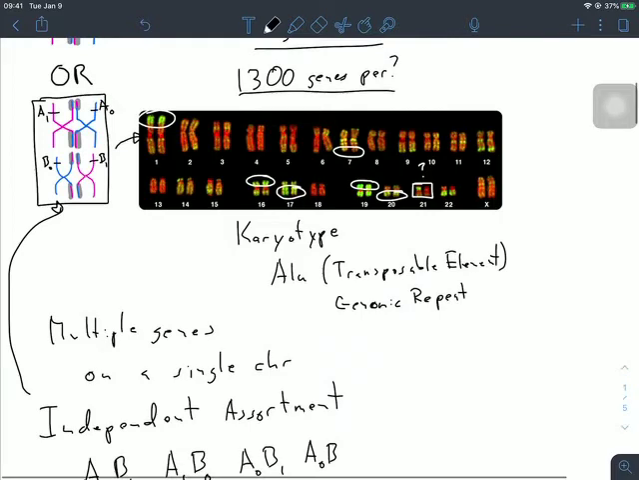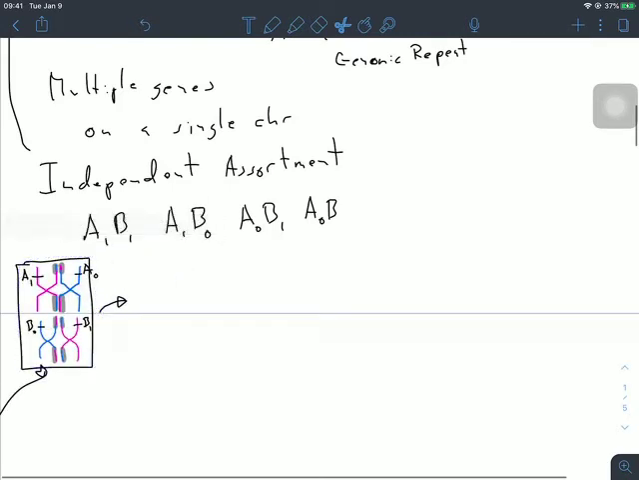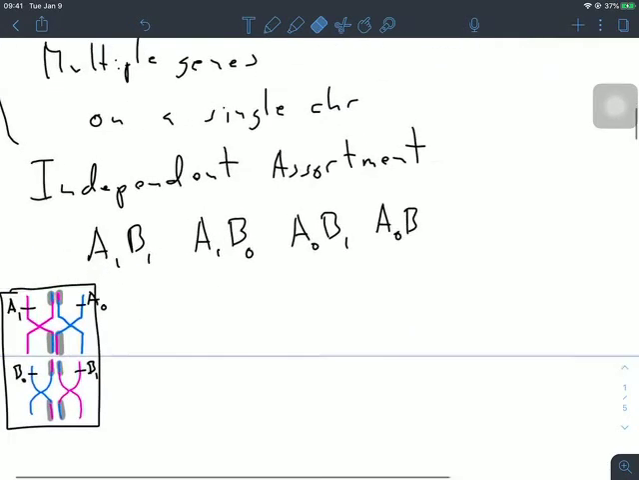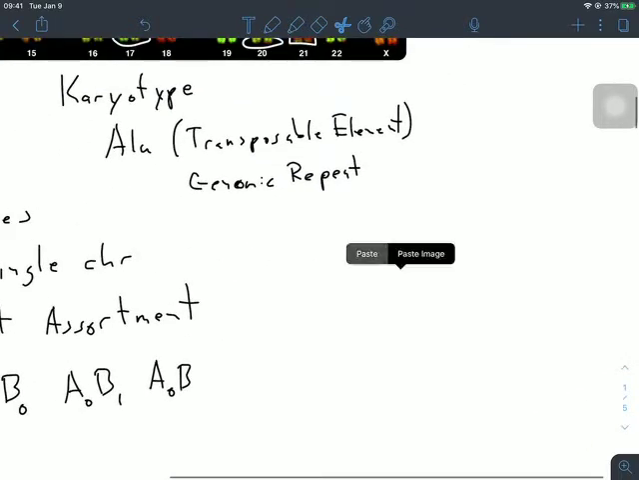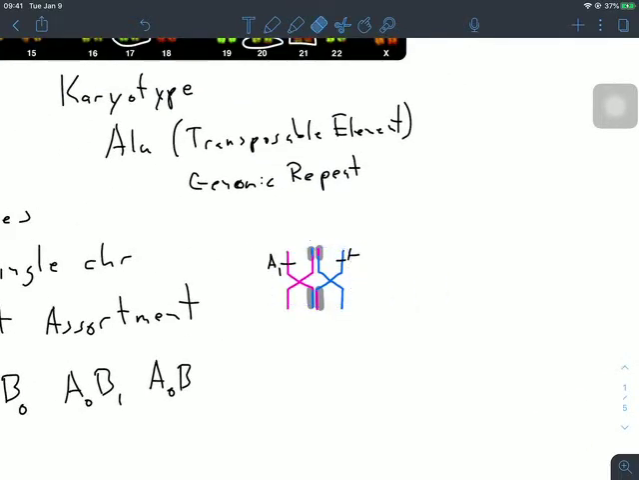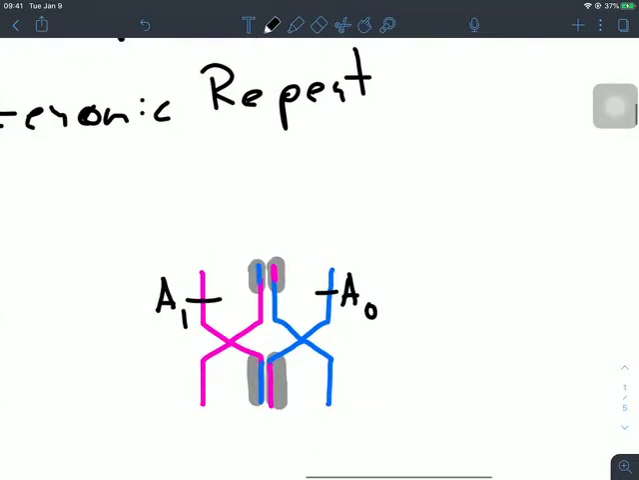And there you have it. From this cross here, from this little Punnett square situation, we know that those are the 4 different sets of gametes that you can make. But now what if it looked slightly different? What if instead of lining them up in such a way that you had your A on chromosome 1 and B on chromosome 2, what if A was on chromosome 1 and B was on chromosome 1?